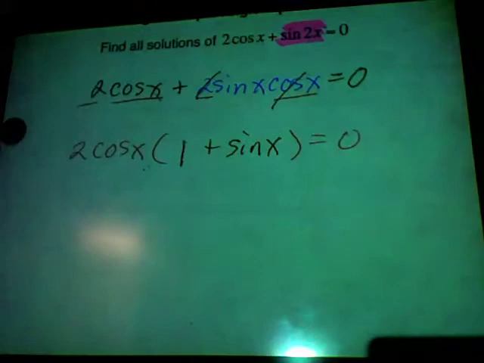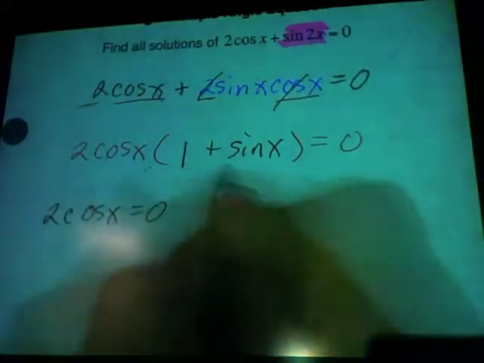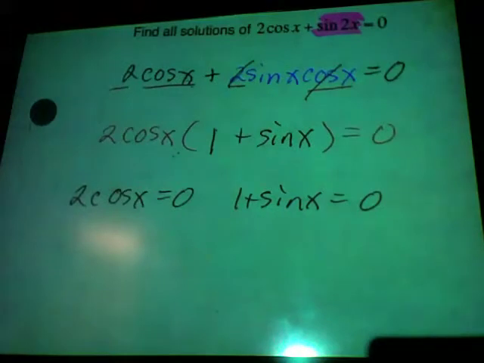Now what do I do with this? Yes, you do. So you're going to set the 2 cosine of x equal to 0, split these apart, and then 1 plus sine of x equal to 0. So this isn't a whole lot different than what we've done before. We're just substituting more things. Michael?